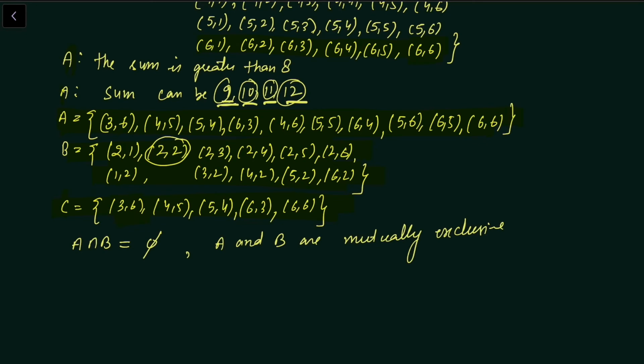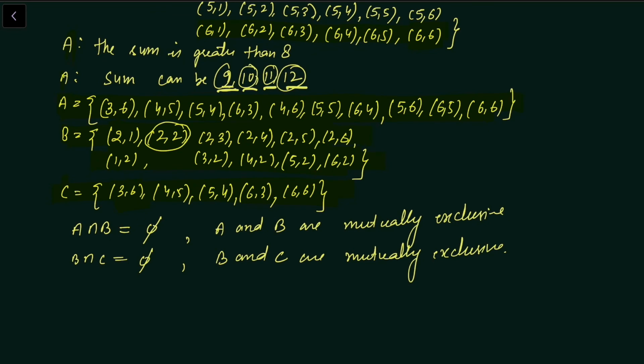Also, in B and C, we do not have any common outcome. So we will write B intersection C is also equal to phi. Therefore, events B and C are also mutually exclusive. But in A and C, outcome 3 6 is clearly common and 6 3 is also common. So A intersection C is not equal to phi. So we will write A and C are not mutually exclusive.